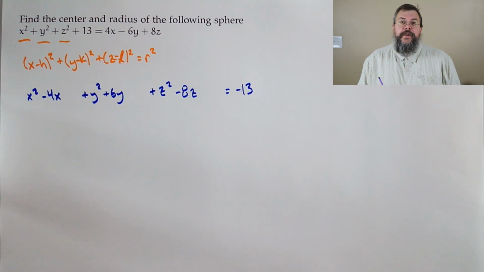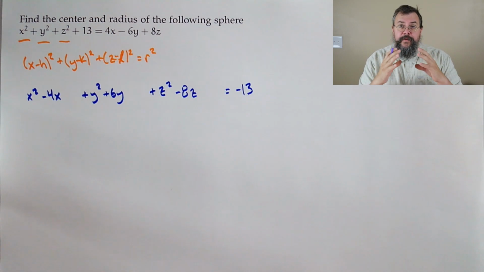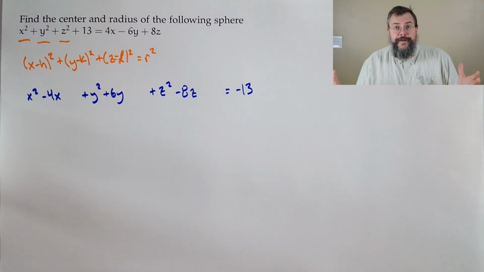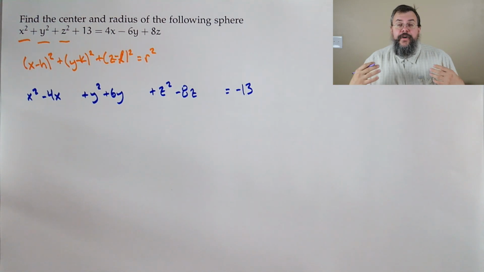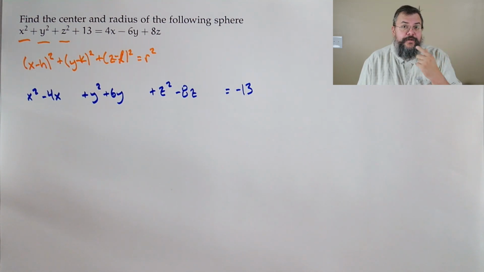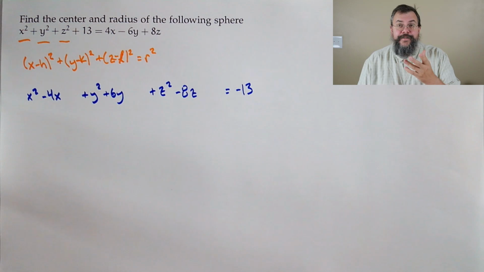What do I want? Well, the thing is, I don't want x squared minus 4x. I want x minus something squared. So I need to find a way to somehow make it a square. It feels a little bit incomplete right now. So, is there a way for us to somehow complete the square? And the answer is, yeah, there is.